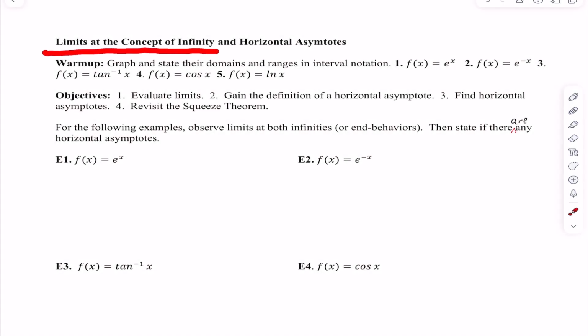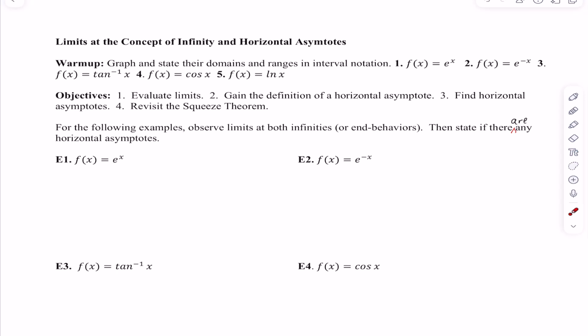Limits at the concept of infinity and horizontal asymptotes. In order to truly grasp the idea of limits in calculus, you have to be able to graph certain functions from algebra courses and certain functions from a trigonometry course or trigonometry experience. You want to be able to graph these from memory and from knowledge and from experience and procedures.